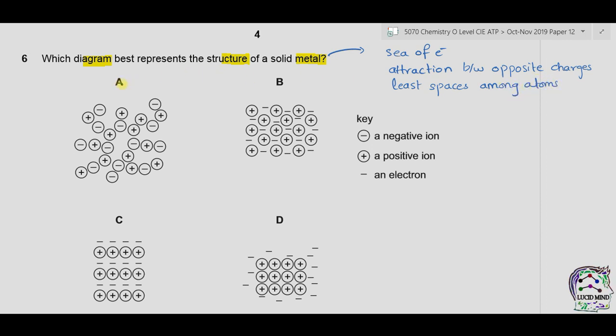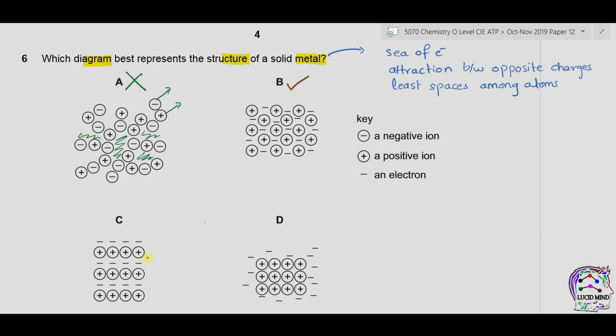Let's look into the options. In A we can see that there are empty spaces present. So A is not a metal. And also we can see that positive and negative ions are present, which is incorrect. These positive and negative ions are present in ionic compounds. So A is wrong. In B we can see that a sea of electrons is present, which is surrounding the positive ions. So B could be the correct option.